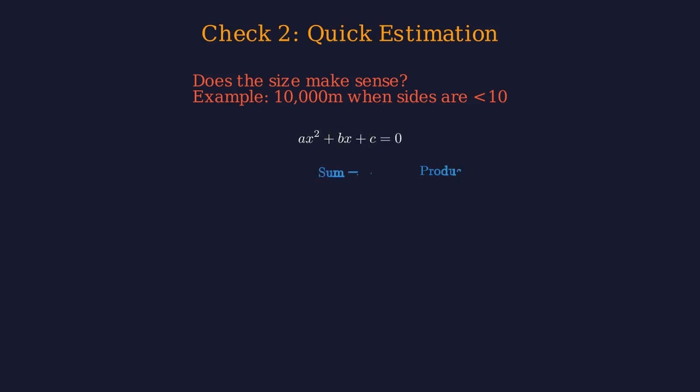Look at the size of your answer. Does it roughly match what you expect? Example: if a length comes out as 10,000 m in a triangle problem where other sides are single digits, something's wrong. Try this for quadratics: use sum and product. From ax squared plus bx plus c equals 0, the sum of roots is minus b over a and the product is c over a.